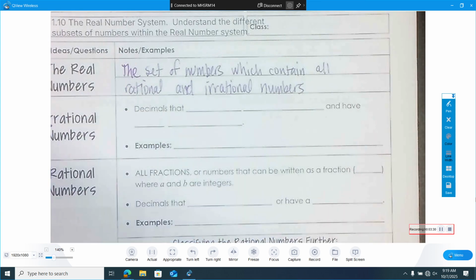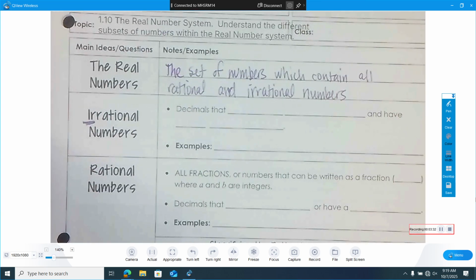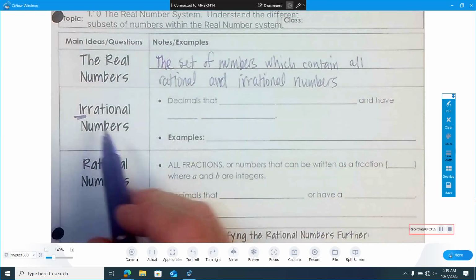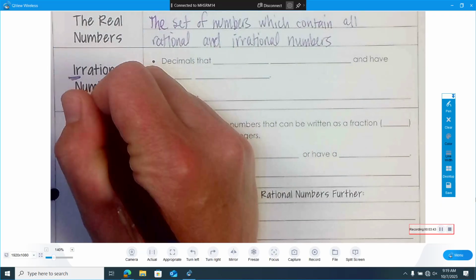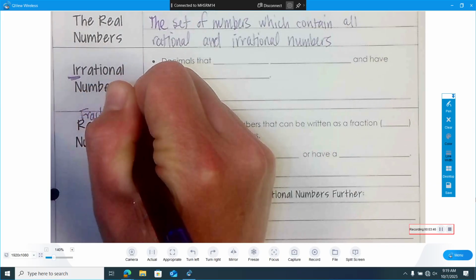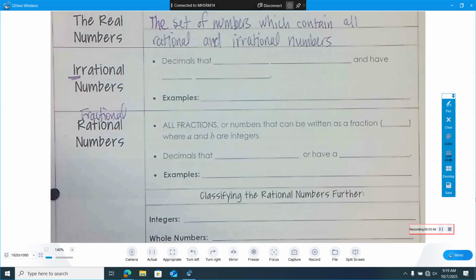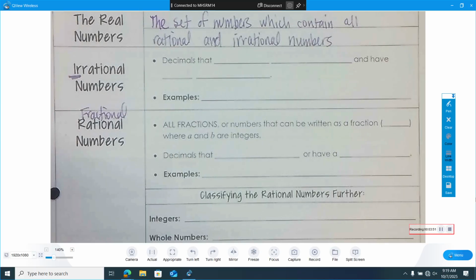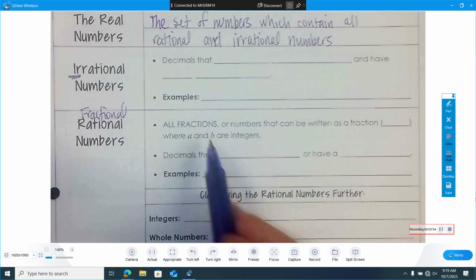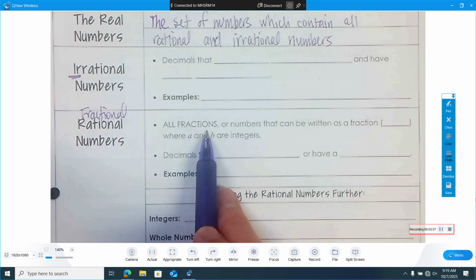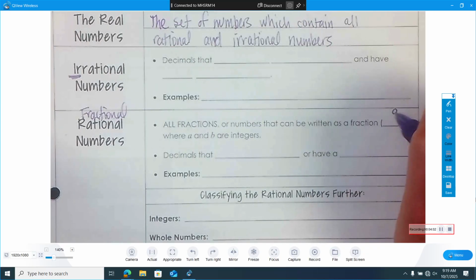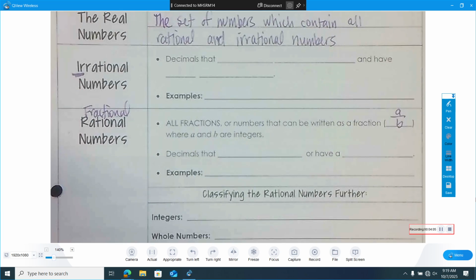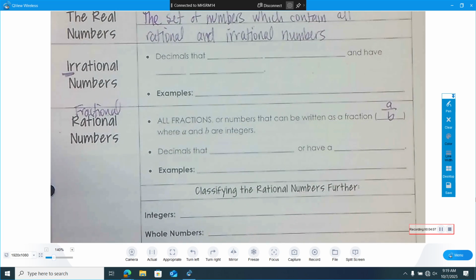Irrational. I love talking about language. Irrational. Well, let me talk about rational first. Rational. I love saying rational fractional. Rational fractional numbers are numbers that we can write as fractions. So all fractions or numbers that can be written as a fraction, like a over b, where a and b are integers.